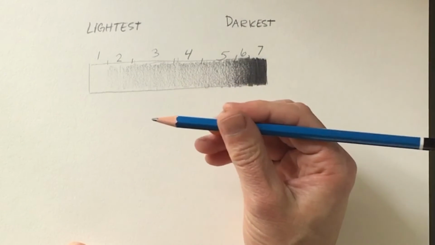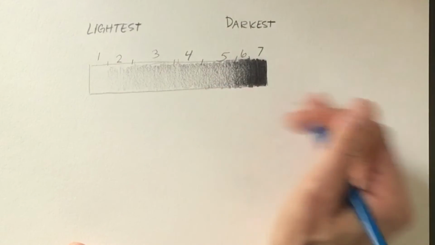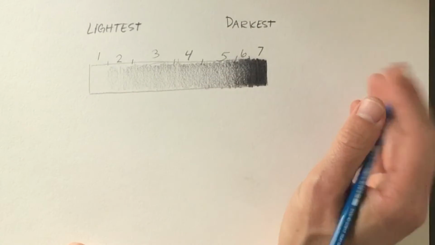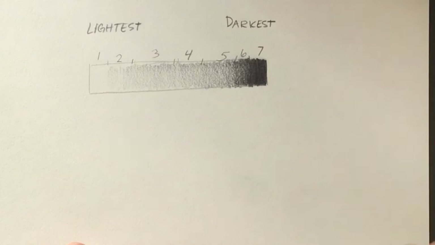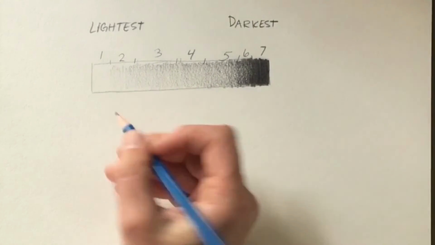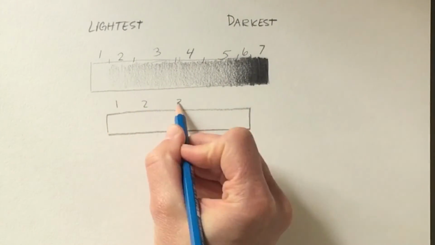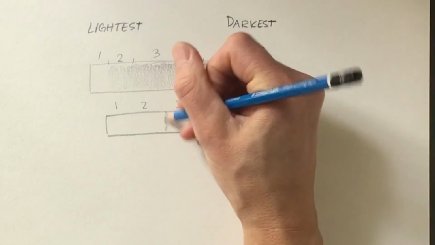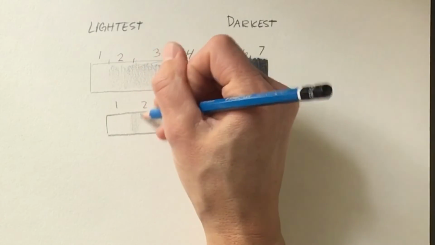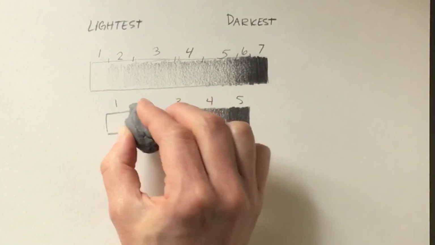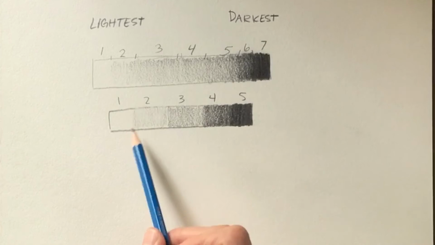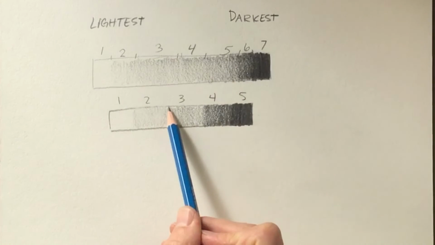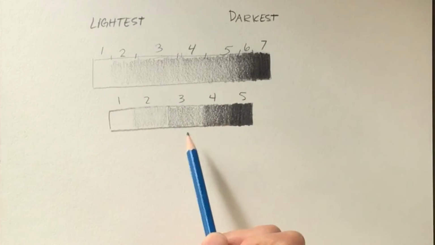If I was working with my whole set of pencils, I could probably get something a little larger, like a 1 through 10 or 1 through 12 scale. As a beginner, I want you to start off with 5, no fewer than 5. So yours would look something like this. So the beginner scale would look like this: 1, 2, 3, 4, 5. You can see a distinct shift in those values.